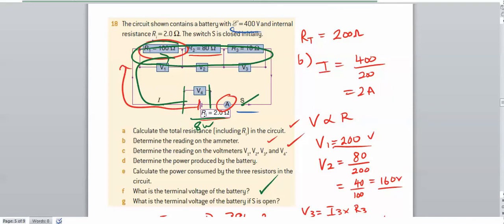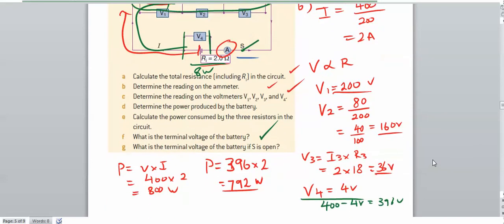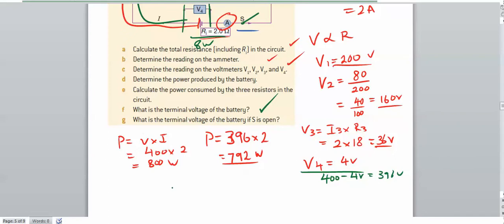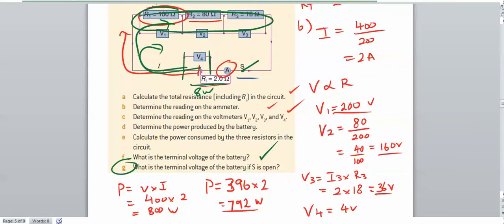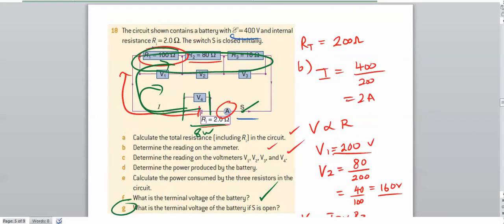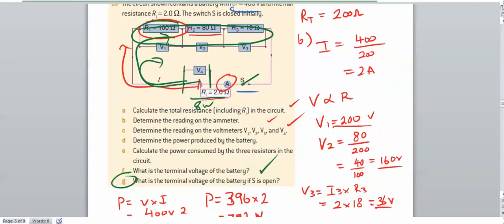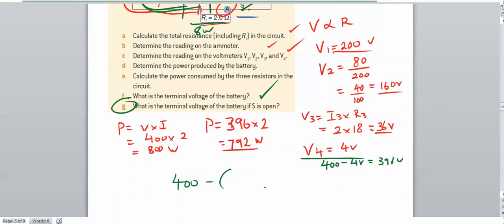Now, given that there's an internal resistance of 2 ohms, if we have 400 volts, we have to take away the current. Well, there's not going to be any. In this case, if the switch is open, the current is clearly not going to flow through here. So we could still measure a potential of 400 volts across the battery. So for part G it's going to be 400 volts.